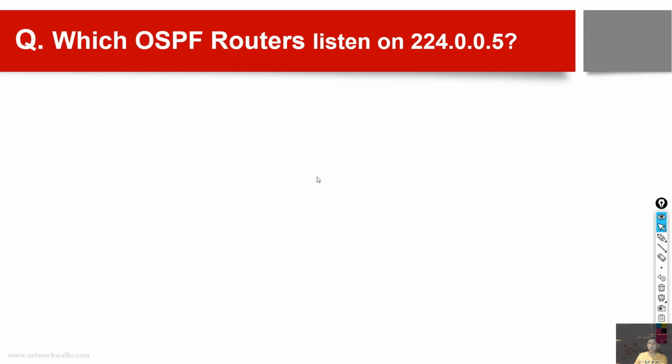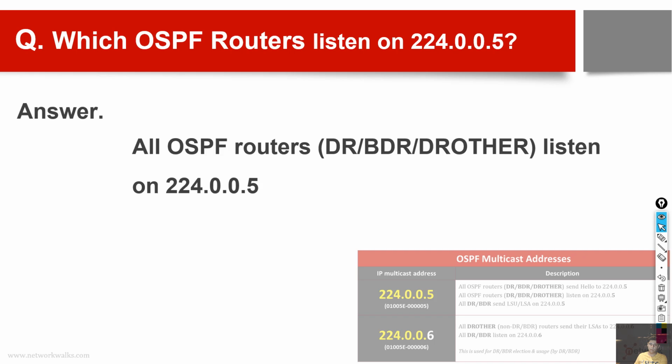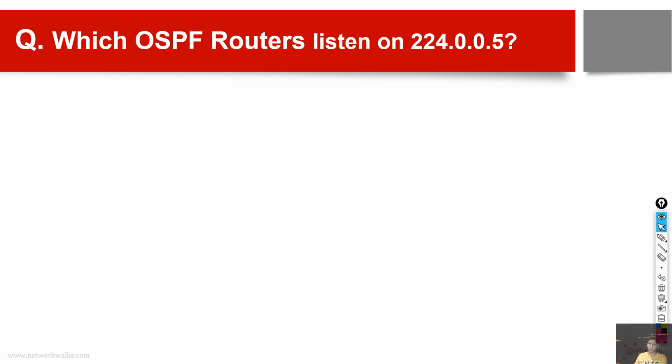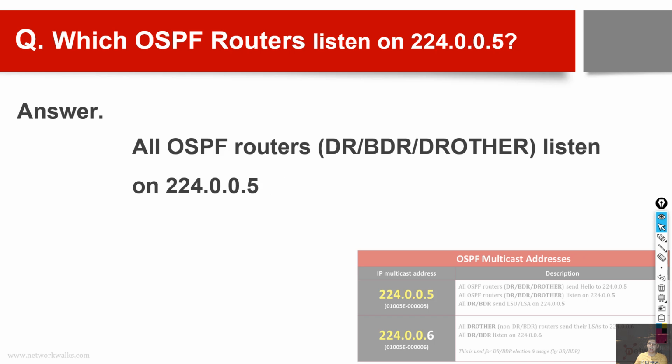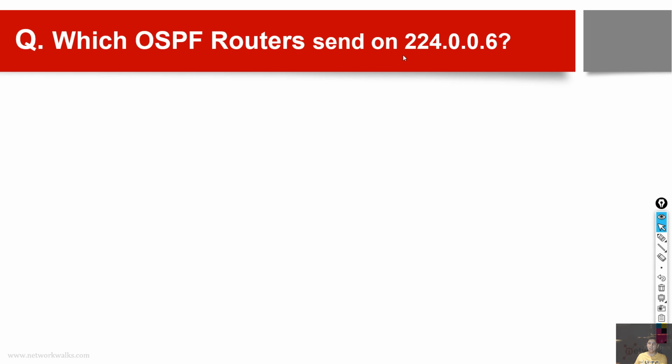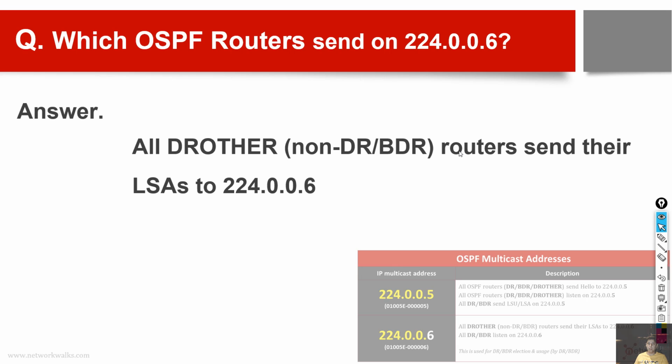Which OSPF routers listen on 224.0.0.5? All OSPF routers listen on 224.0.0.5, right, for every type of packet. Then which OSPF routers send on 224.0.0.6? You must practice these questions again and again to become an expert in this. All DR others, which means they shouldn't be DR, they shouldn't be BDR. So everyone else other than DR and BDR sends their LSAs on 224.0.0.6. You must master this table so that you can answer these questions properly.